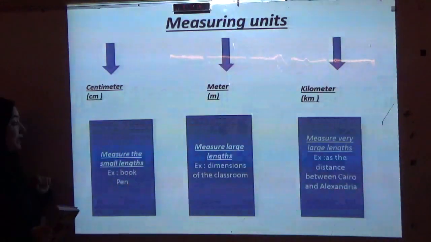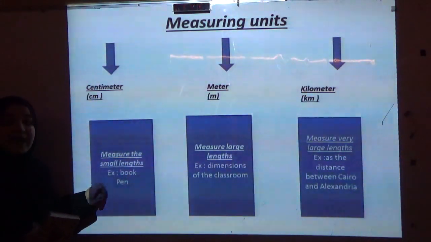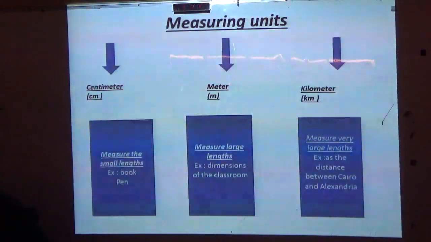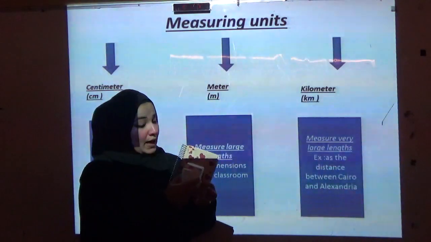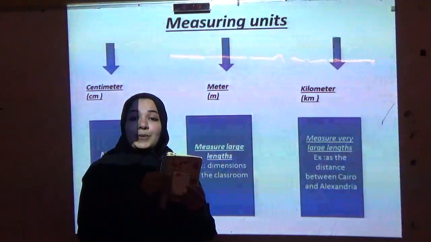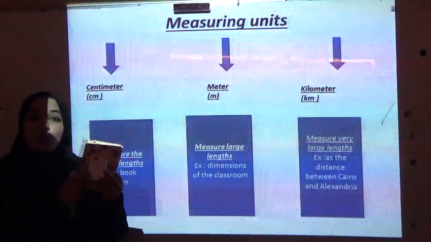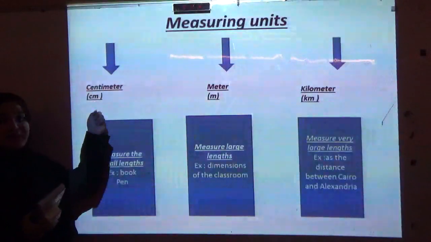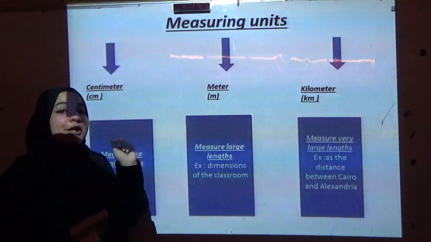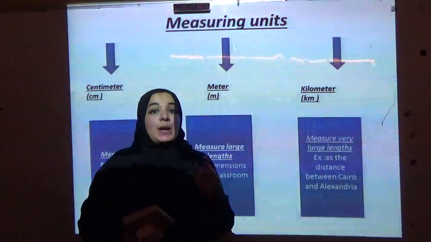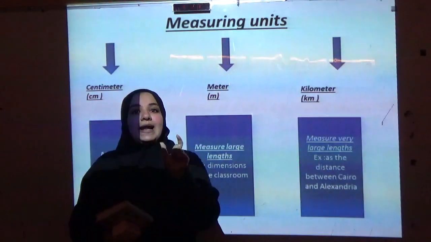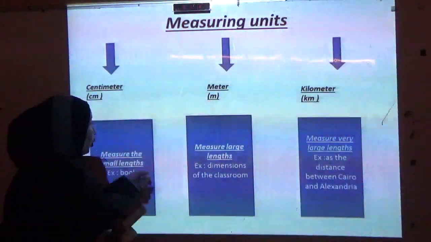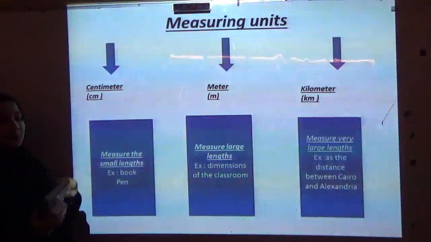Now, the centimeter is used to measure a small length. If I want to measure the length of the book, or of this small box, I will measure it with a ruler. So this is a small length, so its unit will be centimeter, because it is a small length. So the unit of the small length, we call centimeter.